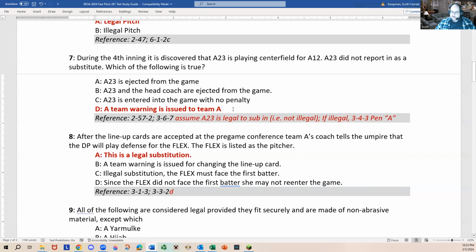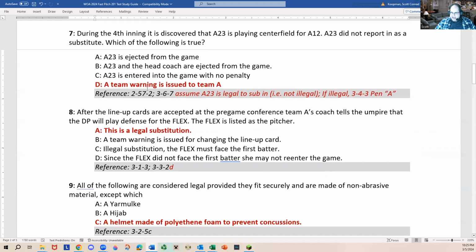I wish they would have put there, you've got to correct the lineup. Now you've got to substitute A23 in and make it official in the lineup. And then there's, again, I put the note here. Let's assume that it's legal for A23 to sub in, not illegal. Then these things are in play, and D is the right answer.